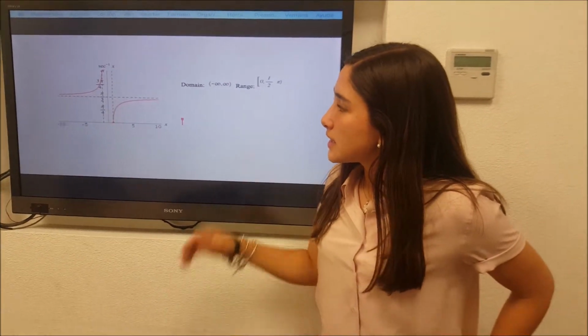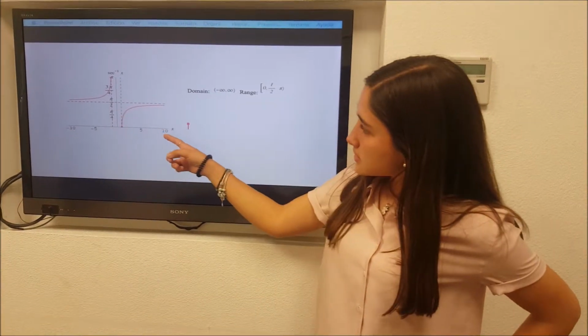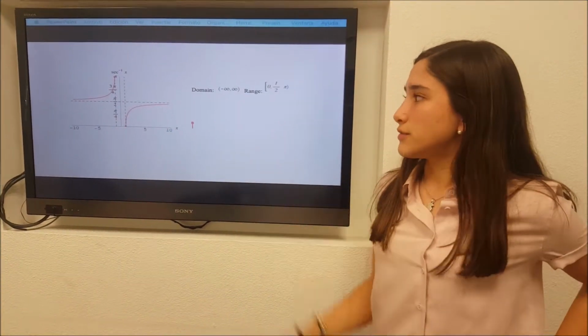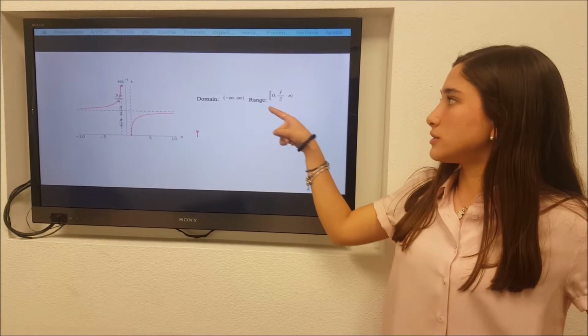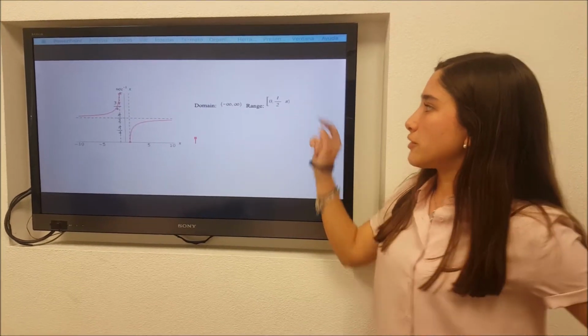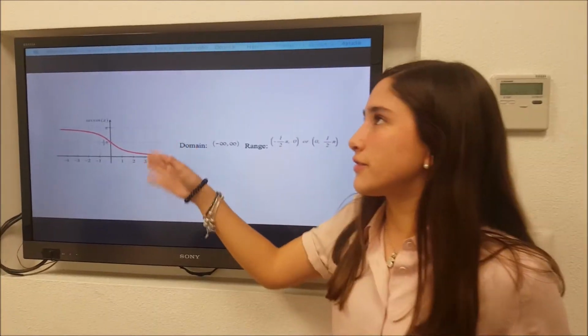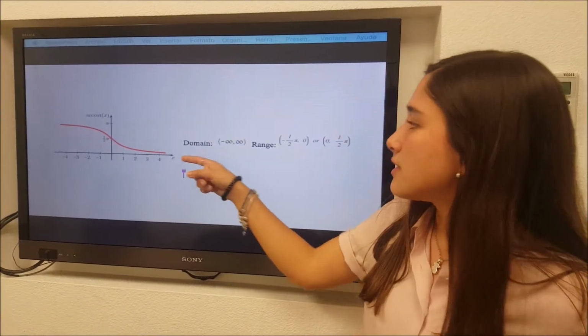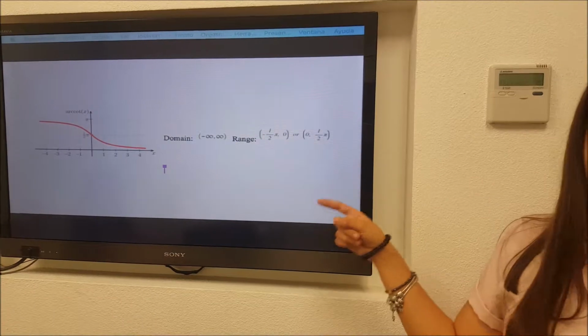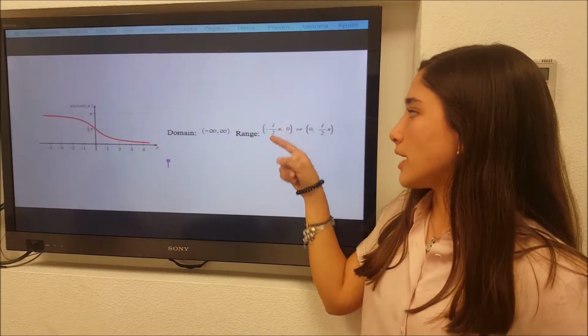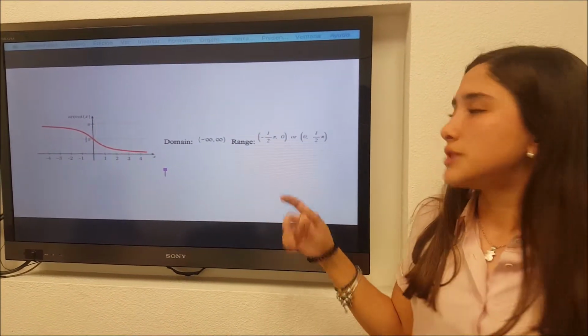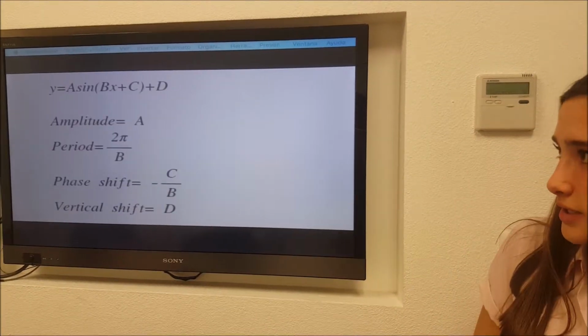For secant, the inverse looks like this. The domain is negative infinity to infinity, and the range is included 0 to pi over 2. And for the inverse of cotangent, the domain is negative infinity to infinity, and the range is negative pi over 2 to 0 or 0 to pi over 2, not included.